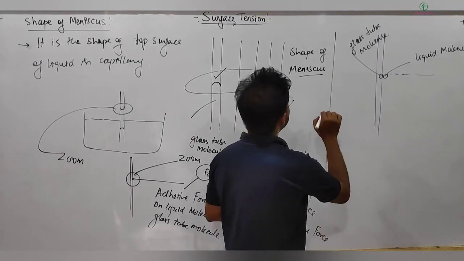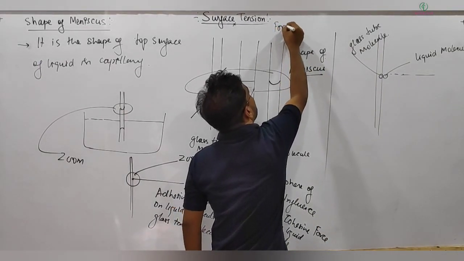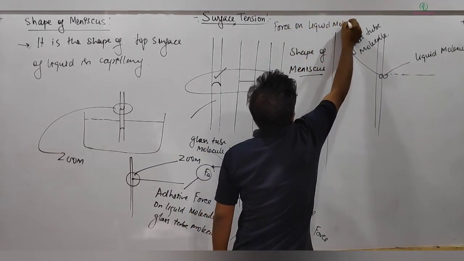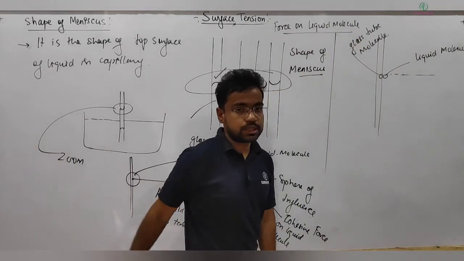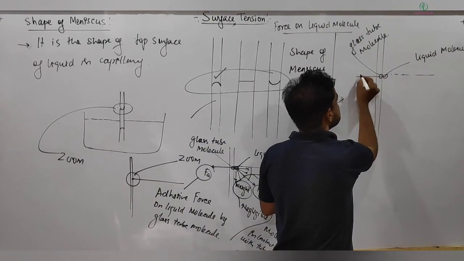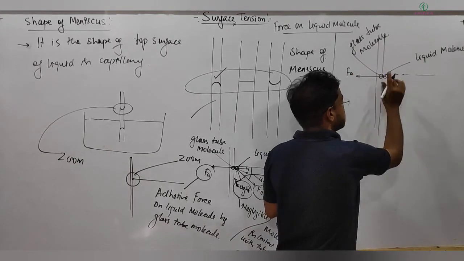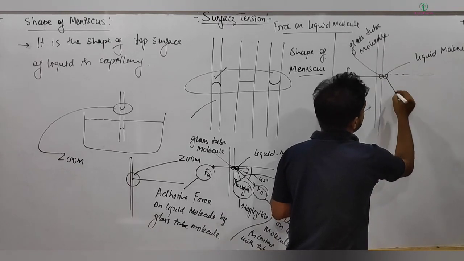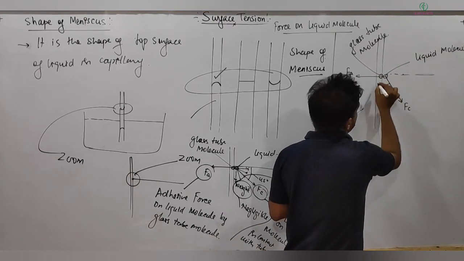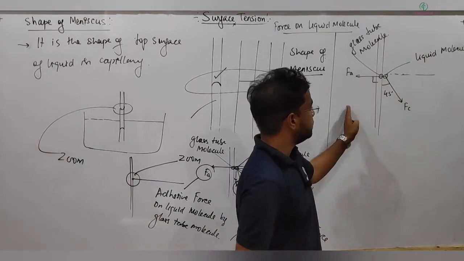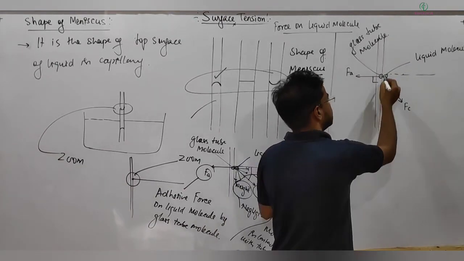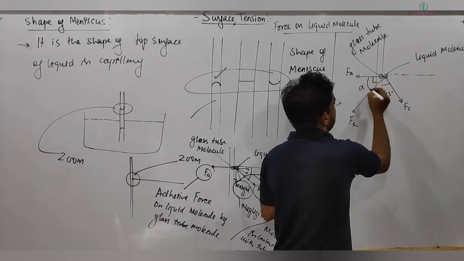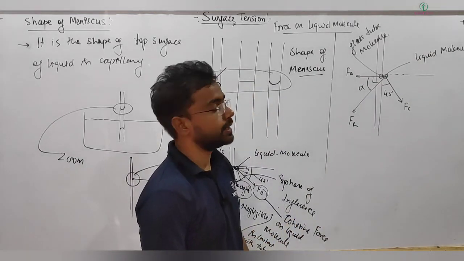Right now I am just interested in talking about the net force acting on the liquid molecule. So the forces on the liquid molecule, we understood one is adhesive force, another is weight, but we are ignoring that, and next is this cohesive force, and this angle will also be 45 degrees, and this is 90 degrees. So what will be the resultant of these two forces? I can write the resultant will be somewhere here. This is the resultant force, maybe this angle is some alpha, right?